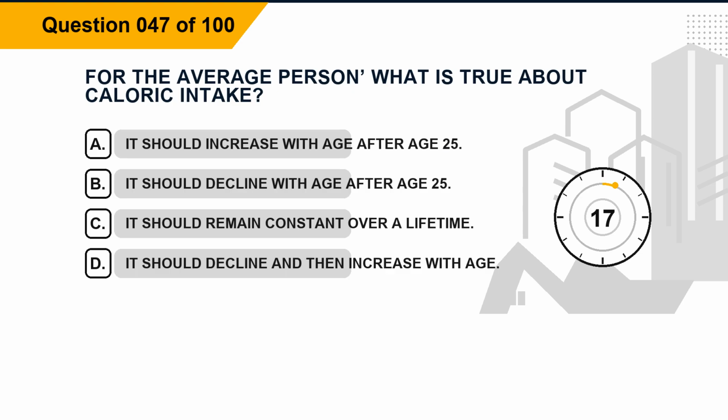Question 47. For the average person, what is true about caloric intake? Option A. It should increase with age after age 25. Option B. It should decline with age after age 25. Option C. It should remain constant over a lifetime. Option D. It should decline and then increase with age.